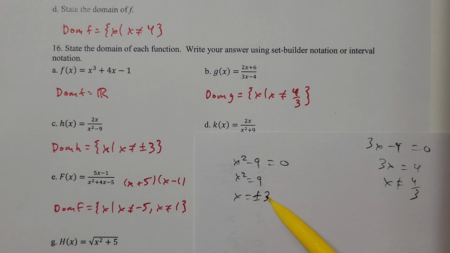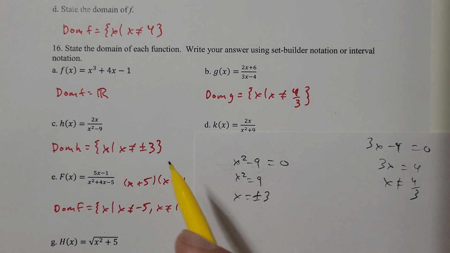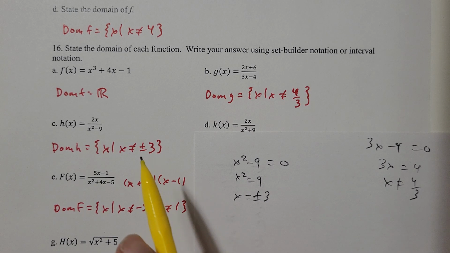Because I'll have people say that x is 3, and then they'll just circle 3. No, you only got half the answer, which is a wrong answer, right? So x can't be 3, and x can't be negative 3. So any other number, just not those two numbers, is going to be okay.